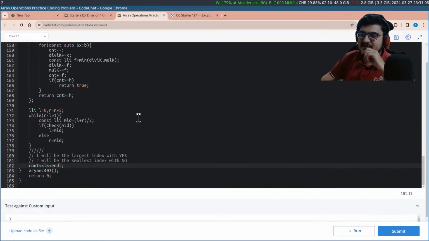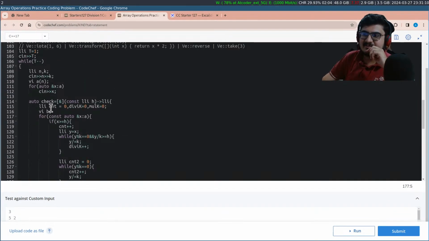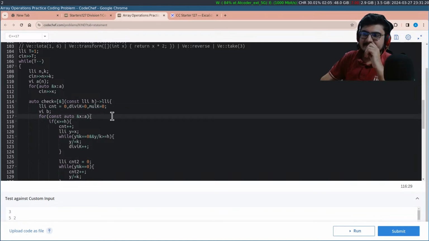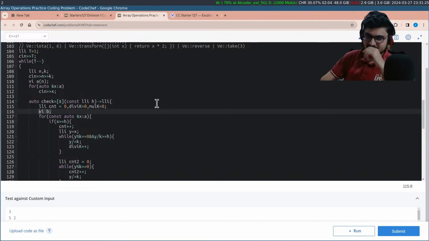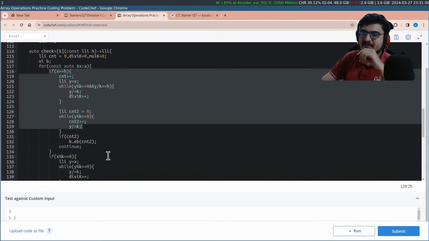So now I will jump onto my black box. I have similar 3 variables. Count is the number greater than h. dvk is the number of times I can divide, and multiply k is the number of times I can multiply by k to get the number greater than h. I have this array B, and we will iterate on the given numbers.